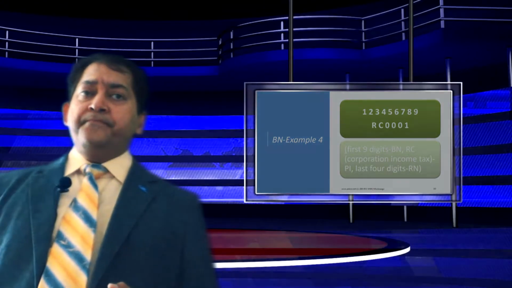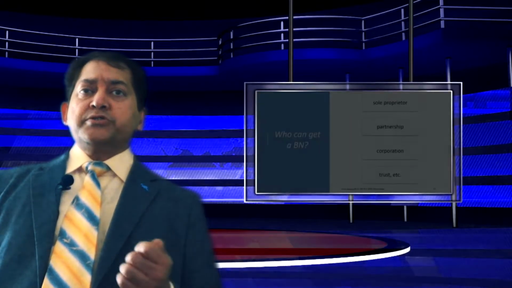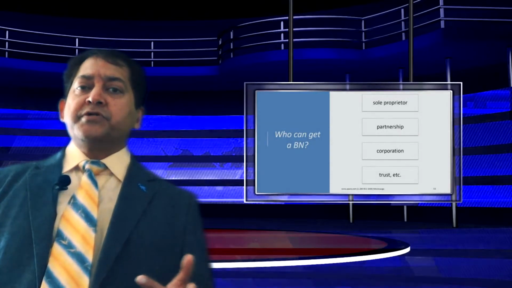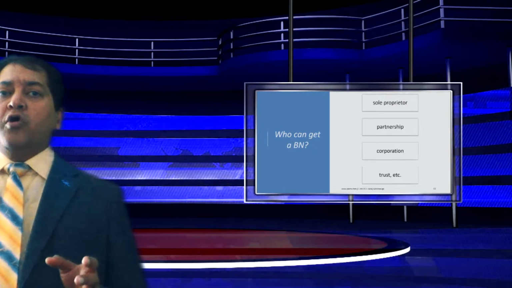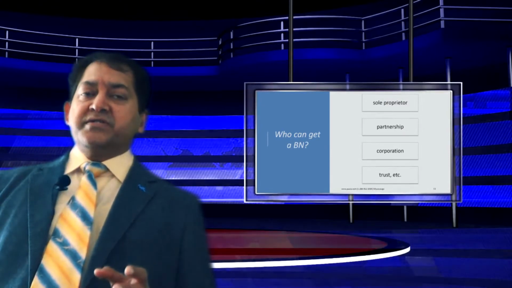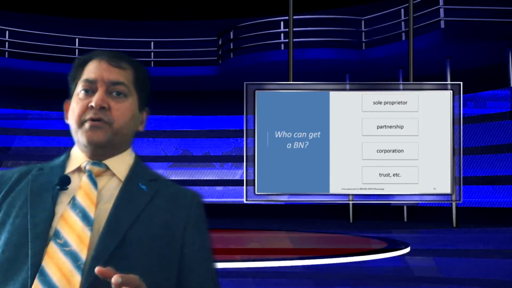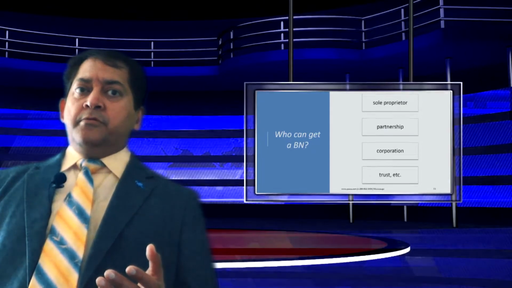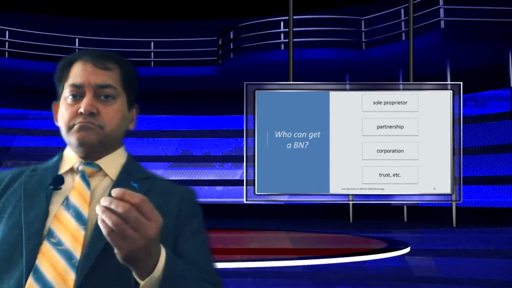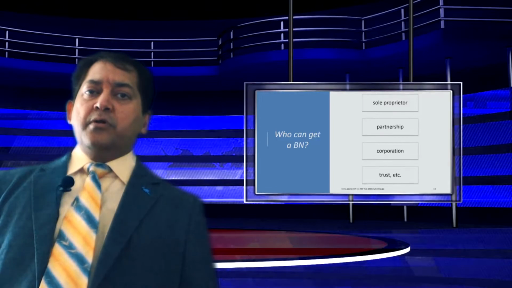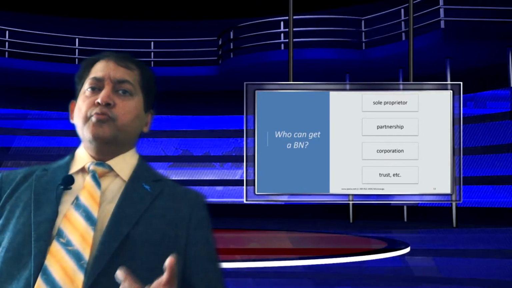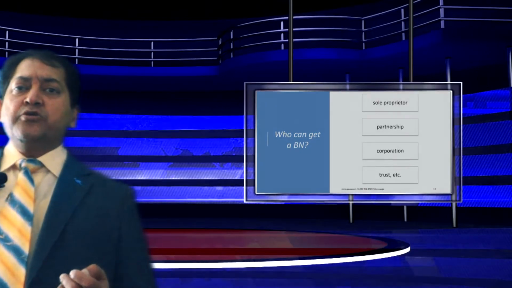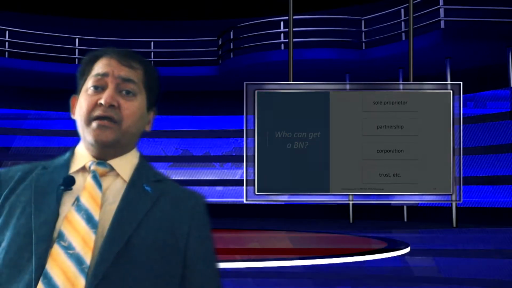Now we move forward. A question may be: who can get a business number? Whether you are a sole proprietor, a partnership business, a corporation, maybe a trust, etc., you can always apply for a business number. For applying, the basic condition is that either you have to make payroll deductions, for example, or you may be an importer or exporter, you may be a corporation, or you may be collecting GST or HST on behalf of CRA as a registrant.